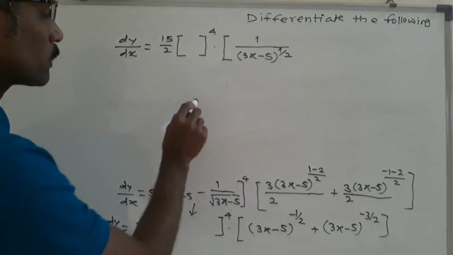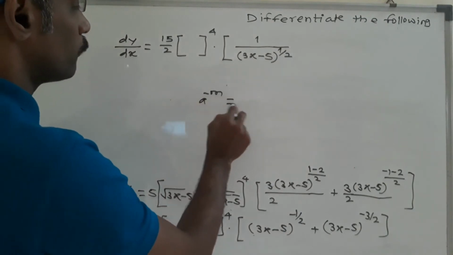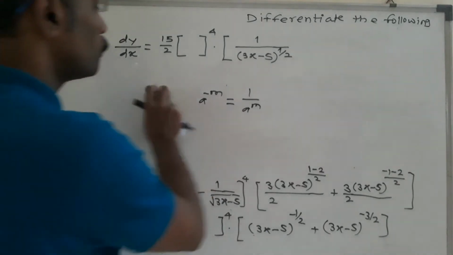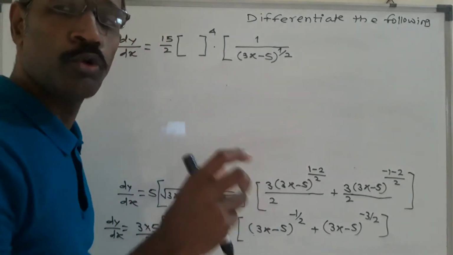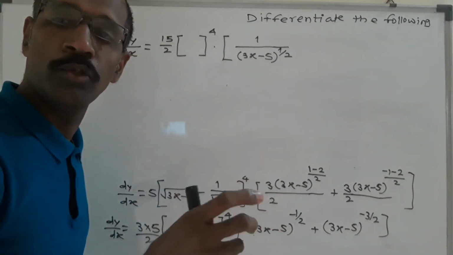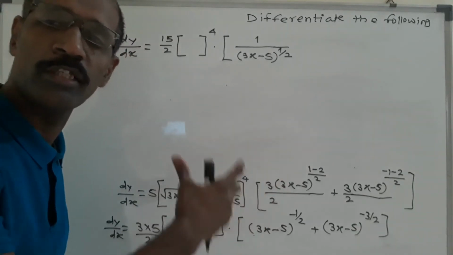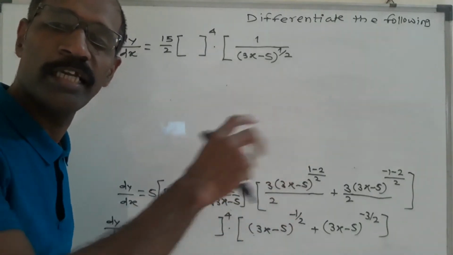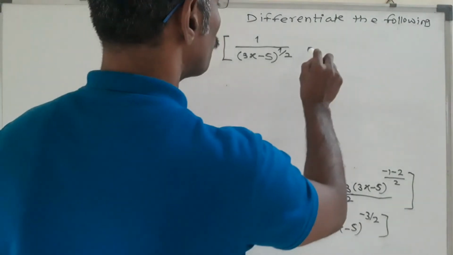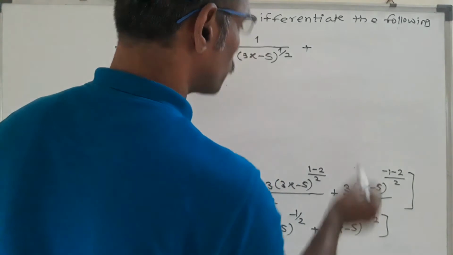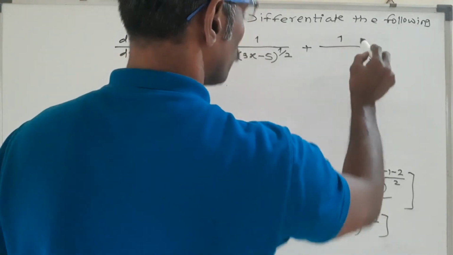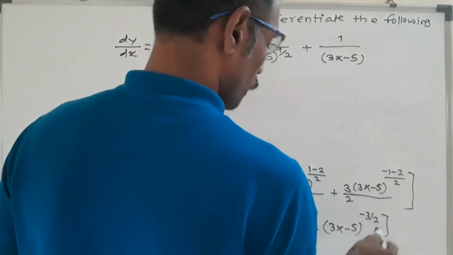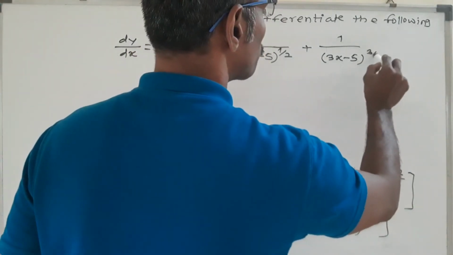Laws of indices means a raised to minus m, we write 1 upon a raised to m. Same method used everywhere. You are well acquainted with all these laws. You have studied in 7th and 8th standard. Now here also we use same method, that is 1 upon (3x minus 5) raised to, this minus becomes plus.